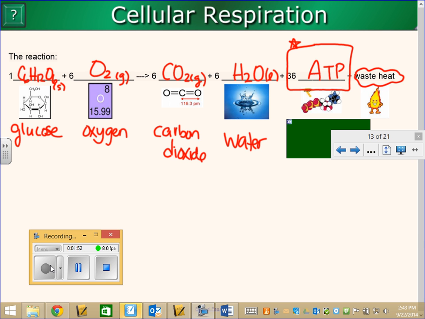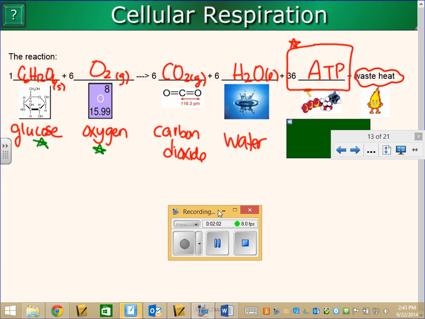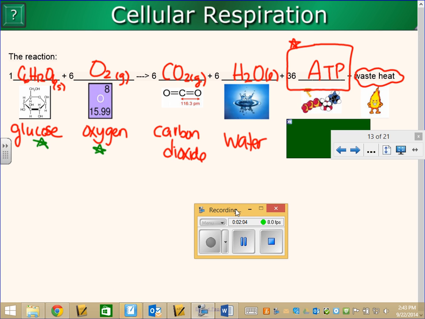Now before we go any further and talk about the steps, I just want to say a few words about glucose and oxygen, because those are the things that came from photosynthesis. So my question is, do you get to use every single bit of glucose and oxygen you take in for cellular respiration? What do you think? Probably no, since why would I ask you that if the answer wasn't no?